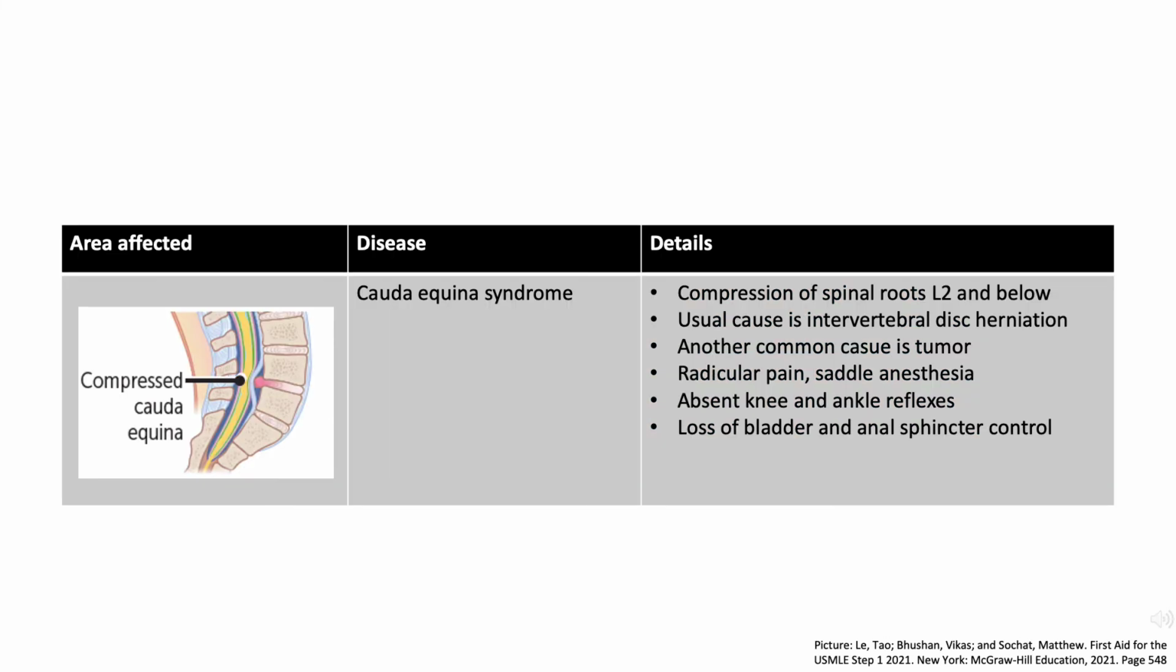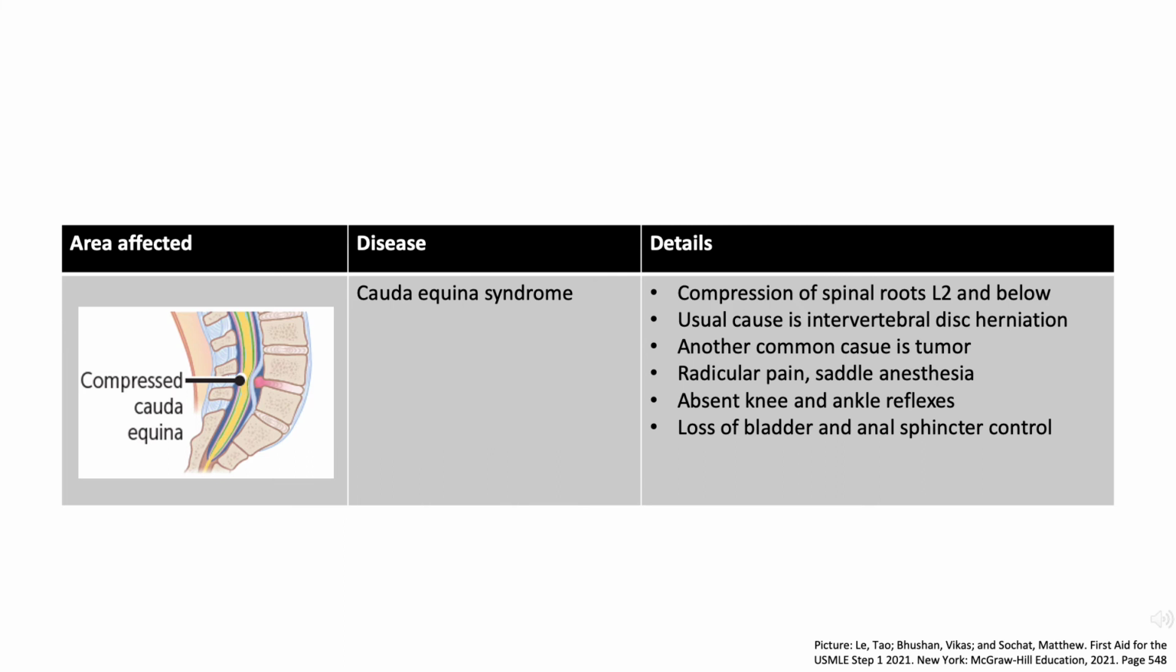The next condition is called cauda equina syndrome. This syndrome involves not only motor symptoms but also sensory symptoms and autonomic symptoms, because the cause is compression of the spinal roots L2 and below. Therefore, any information that is located in that part of the spinal cord is being compromised. The usual cause is an intervertebral disc herniation, and another very common cause is a tumor compressing the spinal cord. So both of these structures are compressing the spinal cord, damaging the spinal cord.